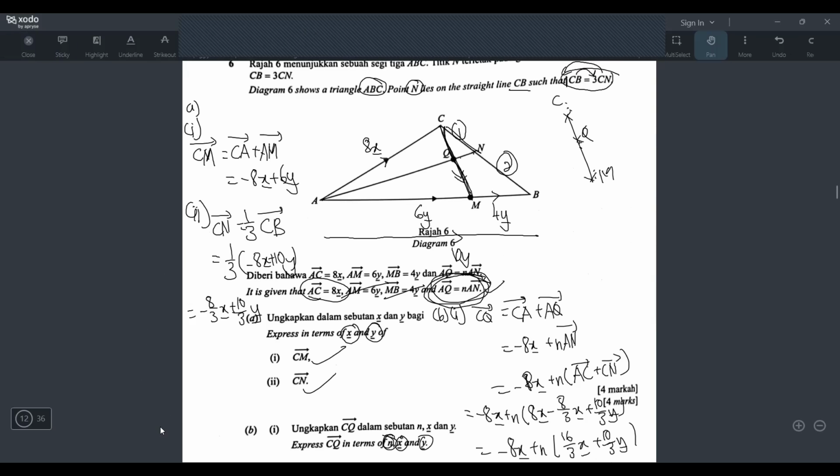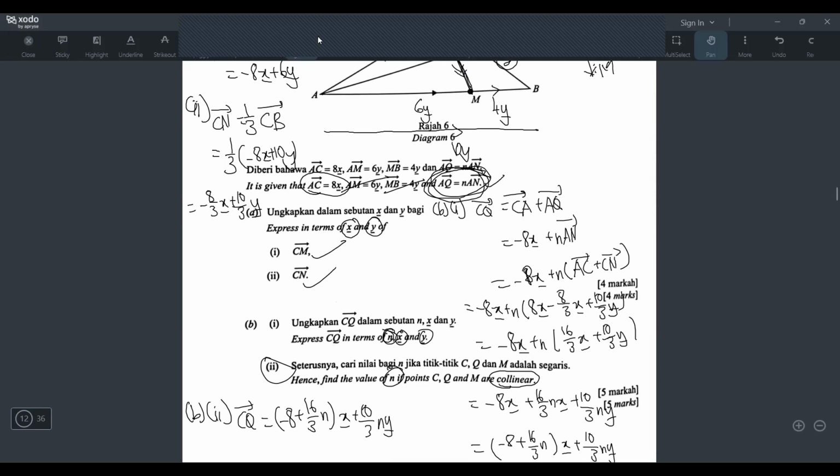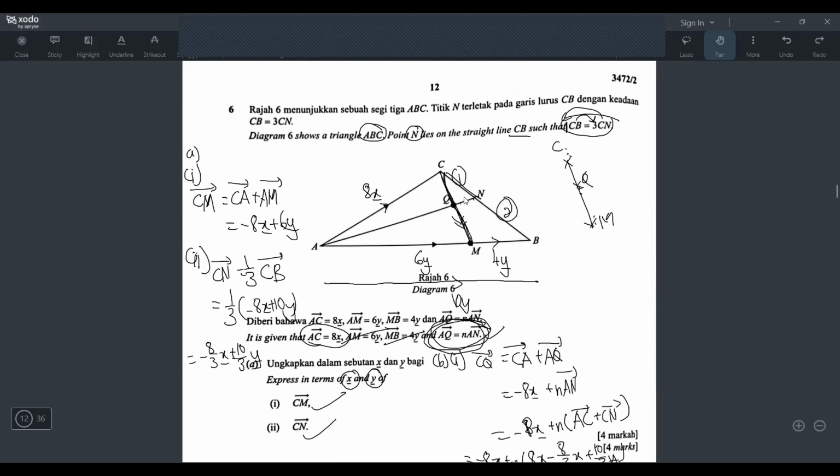So it's better to use CM vector, which is negative 8x. So vector CM equals negative 8x plus 6y. And these two vectors, they are parallel, by the way. CQ and CM, yeah, they are parallel. Okay, CQ and CM are parallel, because it's from the same straight line.